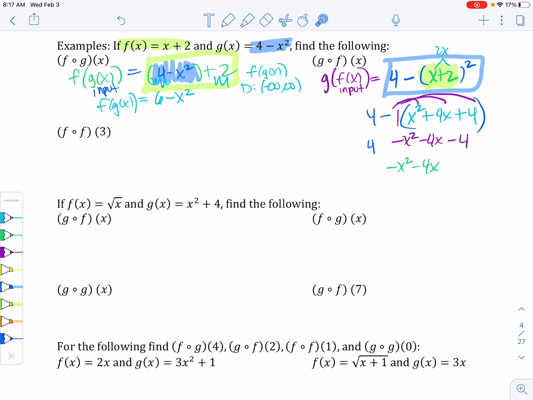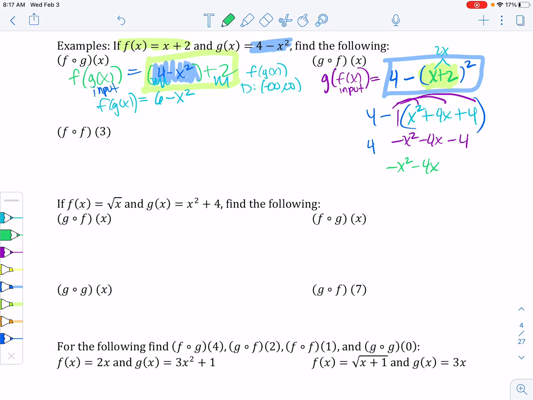Now notice, f of g of x and g of f of x are not the same thing. These are not equivalent, right? And that's fine. There's nothing wrong with that. We also have a way where we can input one thing into itself. So if we look at this one, this is f of 3.